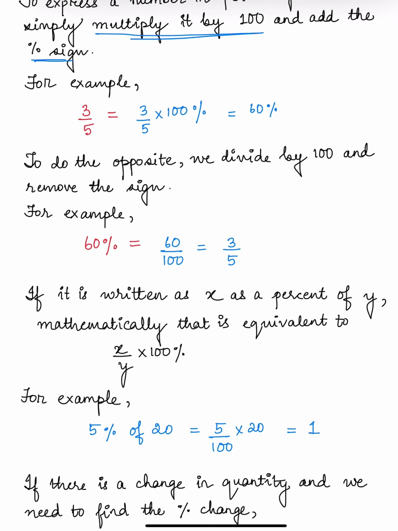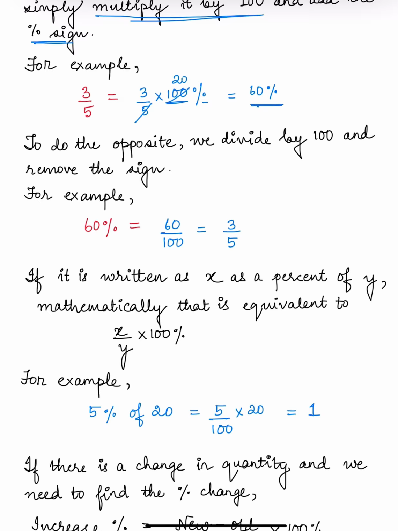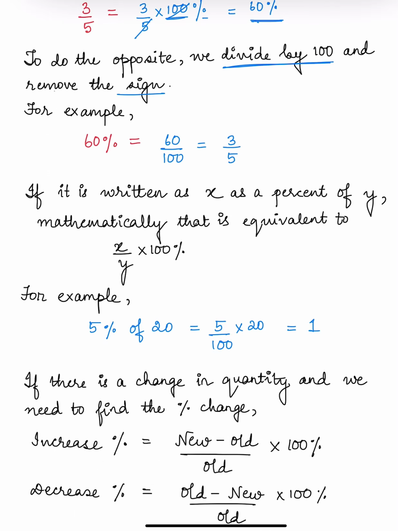For example, we have 3 by 5. So 3 by 5 into 100 and we add the sign. 5 twenties, 3 into 20 is 60. So we have 60%. Similarly, if we have it in percentage, how do we express it in numbers? We divide by 100 and we remove the sign. So we have 60%, so it is 60 by 100. When we cancel it and express it, we get 3 by 5.